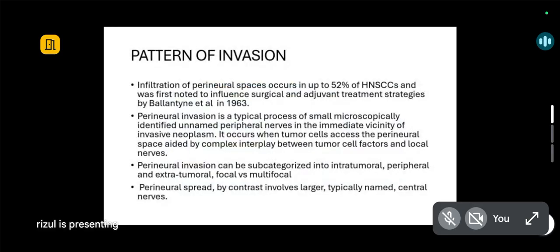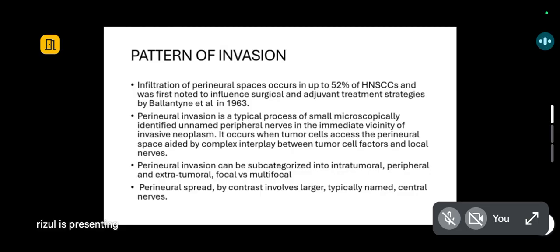Then another important factor is pattern of invasion. We know that infiltration of perineural spaces occurs in up to 52% of head and neck cancers, and it was first noticed by Batsakis et al. in 1963. So what is perineural invasion?